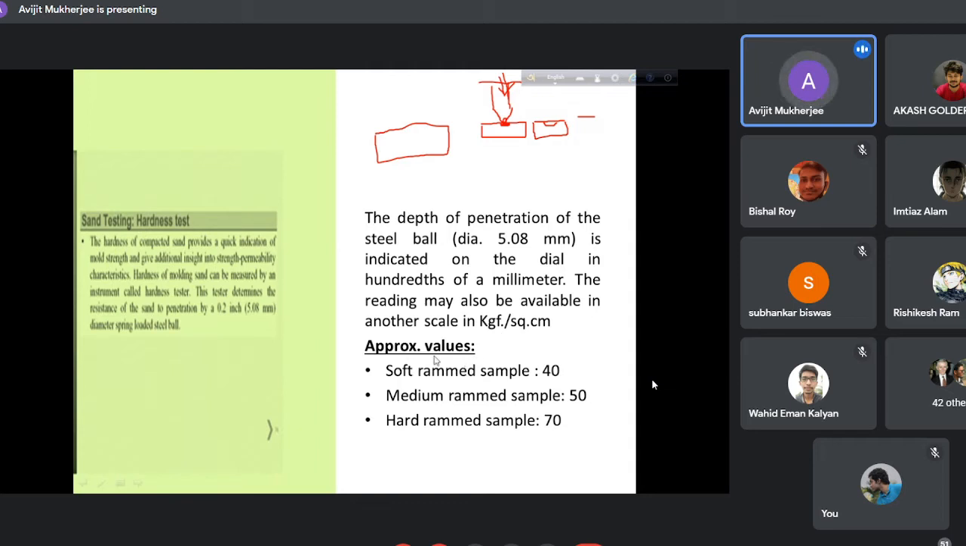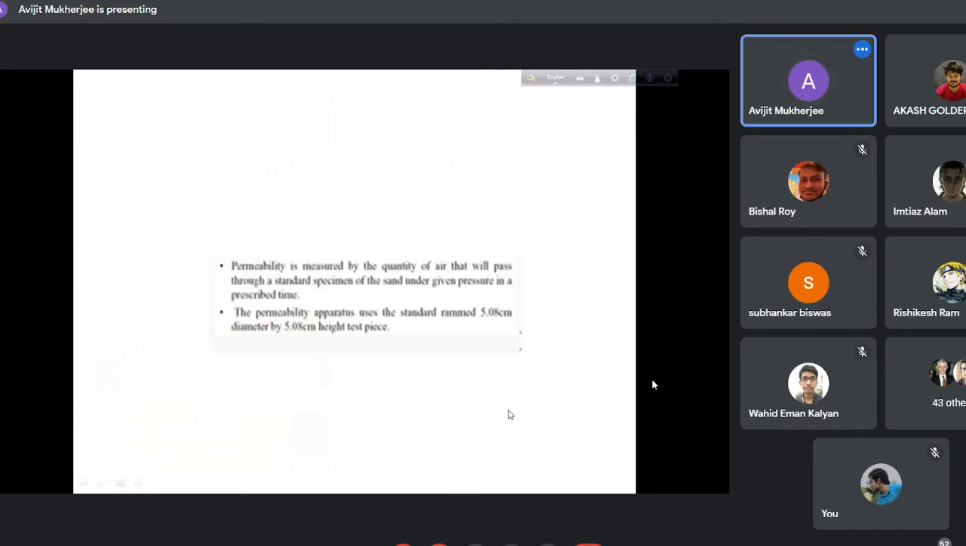Some approximate values: a soft rammed sample, where the ramming pressure is very little, mild, may have hardness of 40. Medium rammed maybe 50. Hard rammed 70. More pressure is needed to indent: 70 kg force, 50 kg force, 40. So this is hardest, harder, softer. This is the meaning. So this is hardness testing.